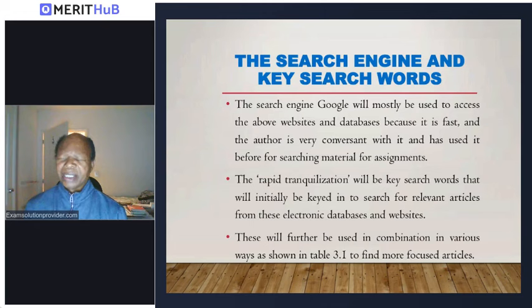Again, it was the next step he was talking about in the previous slide. The search engine, Google, will mostly be used to access the above websites and databases because it is fast. And the author is very conversant with it and has used it before for searching material for assignments. So he has skills, he has competences of using them. He has used them before, so he feels confident that he can use them. So he has justified why he's choosing Google as the most important search engine he's going to use.